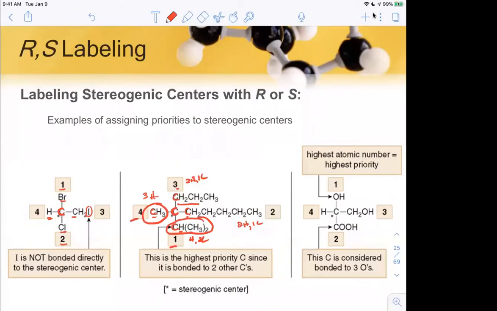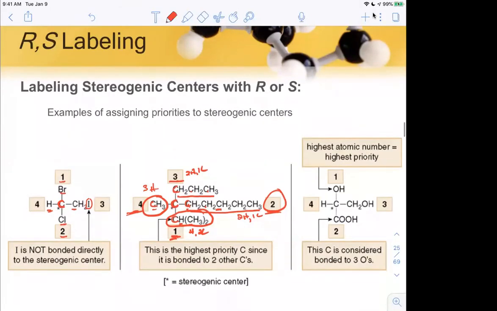So now how do I differentiate between this and this? Well, I keep going to the first point of difference. I go CH2, CH3. CH2, CH2, there's another carbon. So this is going to be higher priority than the other one. So my priority is 1, 2, 3, 4.